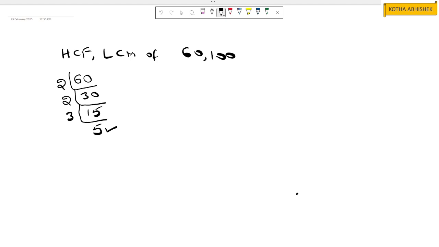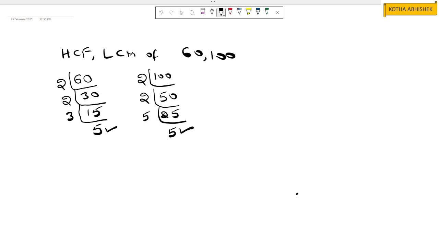Next number, 100, I am taking. 100 is an even number, so it comes in the 2 table. 2 times 50. 50 is an even number, it comes in the 2 table. 2 times 25. 25 is not an even number, so we'll go to the next prime number. 3 table, 25 won't come. Next prime number 5. So 5 times 5 is 25. Now here 5 is a prime number.